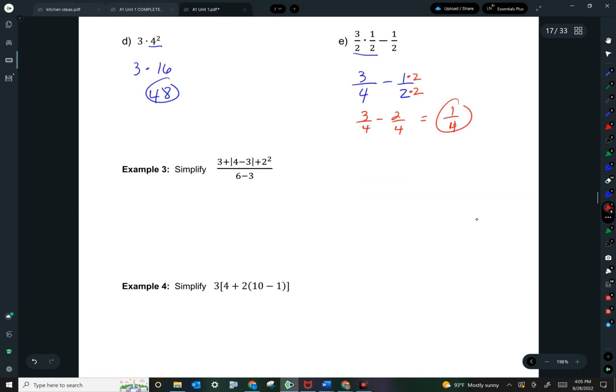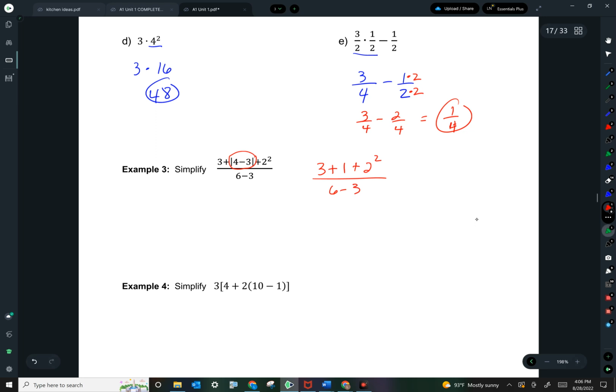Okay, here's a big one. So one parentheses, remember absolute value are the same as parentheses. So if I look at the top, I'm going to have 3 plus, in place of this absolute value, I know that 4 minus 3 is 1, and if I take the absolute value of that, I just have 1. And then I have the plus 2 squared all over 6 minus 3.